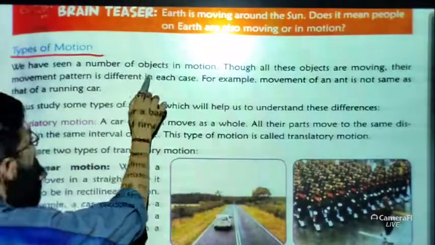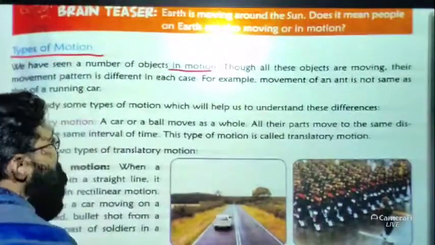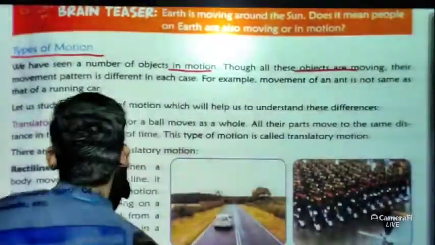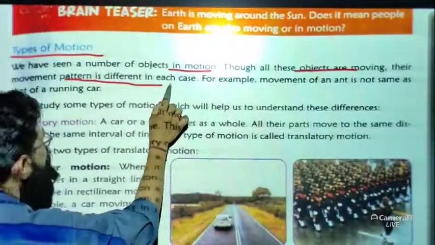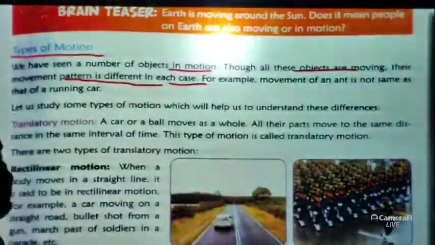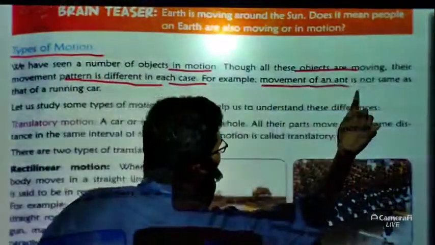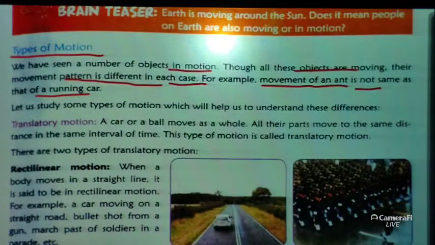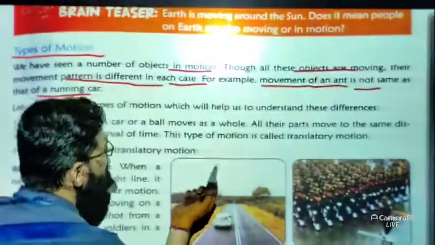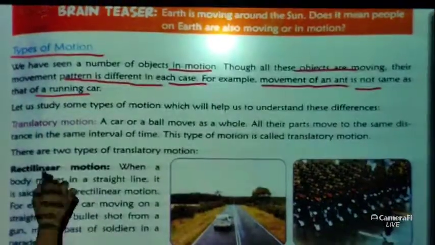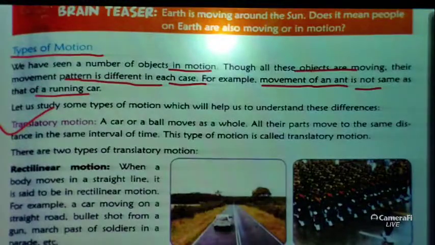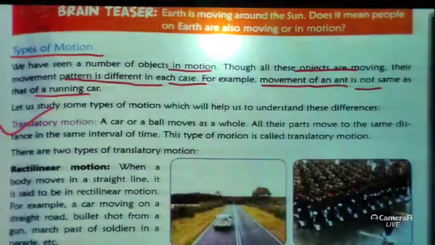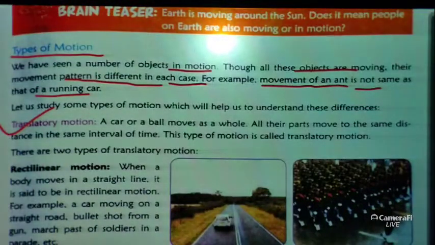We have seen a number of objects in motion. Though all these objects are moving, their movement pattern is different for each. For example, the movement of an ant is obviously not the same as that of a running car. So by seeing the movement, we divide motions into a few categories. What are the categories? The first one is translatory motion, or translation motion.